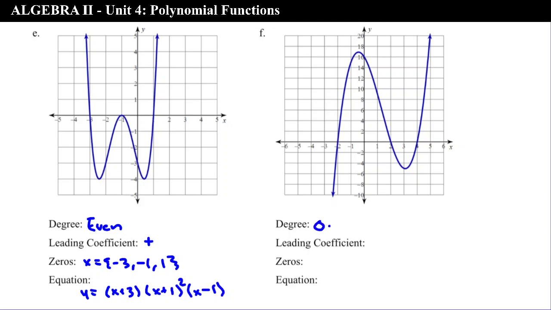The degree of this next one is odd. Our leading coefficient is positive. Our zeros are located at -2, 2, and 4. And so our equation is going to be x plus 2, x minus 2, x minus 4. And we have no powers that are needed because this is multiplicity 1, multiplicity 1, multiplicity 1.